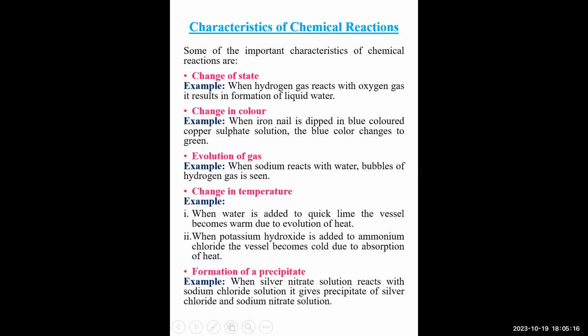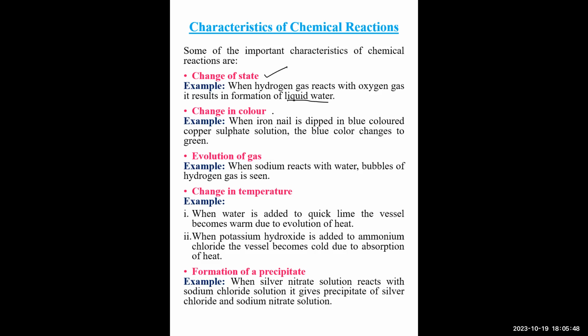Now, let us see the characteristics of chemical reactions. Some of the important characteristics of chemical reactions are change of state. What is meant by change of state? When hydrogen gas reacts with oxygen gas, it results in a product called liquid water. So first of all, what is happening? Whenever any of the substances or matter takes part in a chemical reaction, the first characteristic of the chemical reaction is that the state changes.